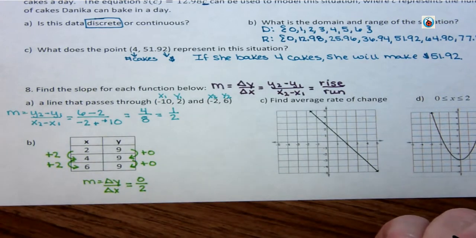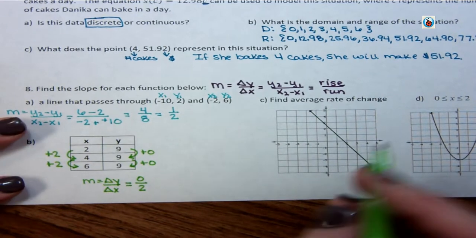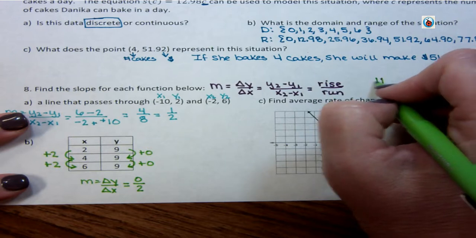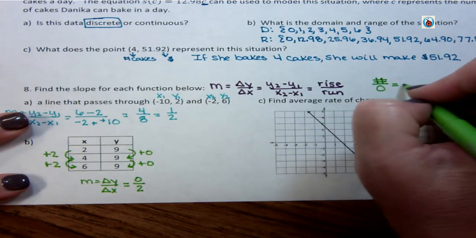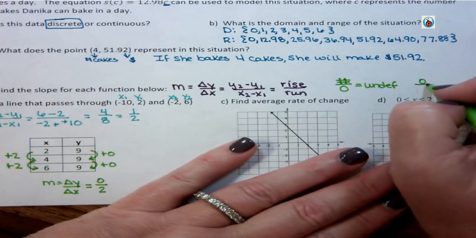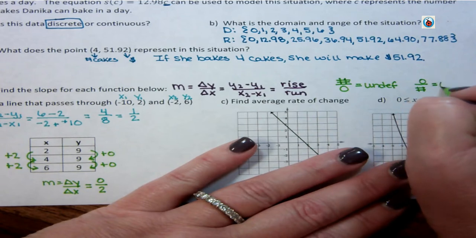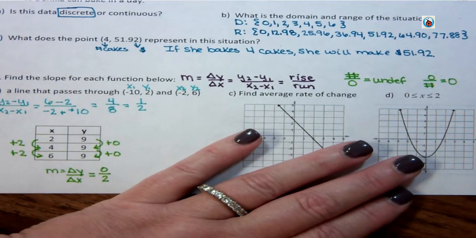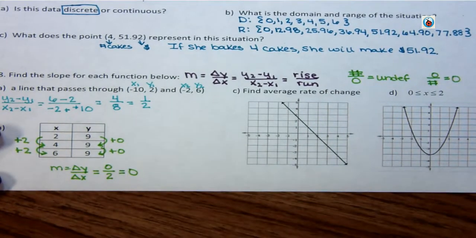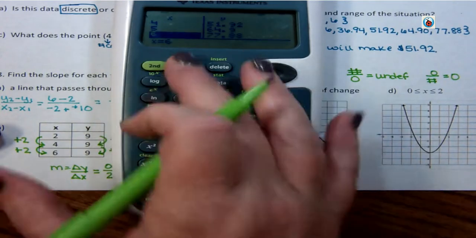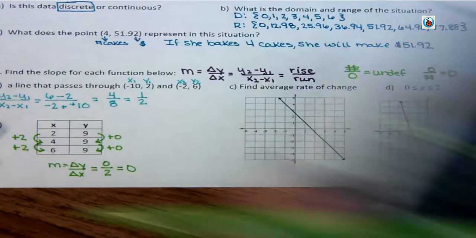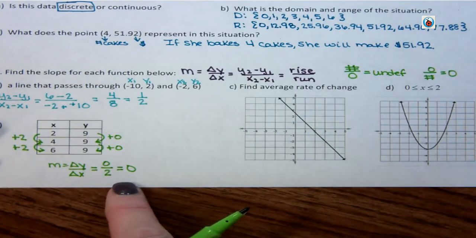So something that may help you when you're doing slope is if you have a number divided by 0, it's undefined. If you have 0 divided by a number, it equals 0. Okay, so we have 0 divided by 2, which is 0. And you can check that because if you put that in your calculator, if you do 0 divided by 2, you actually get out 0. And this would be a horizontal line because it has a slope of 0.